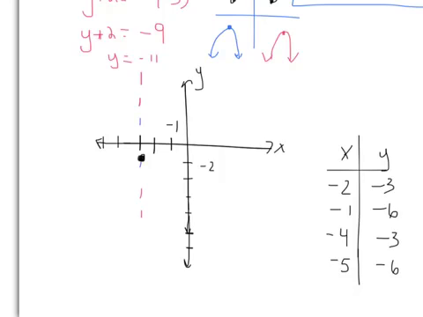And finally, we plot these along with the y-intercept at negative 11. And we could plot the reflected point all the way over here. And we have our graph.